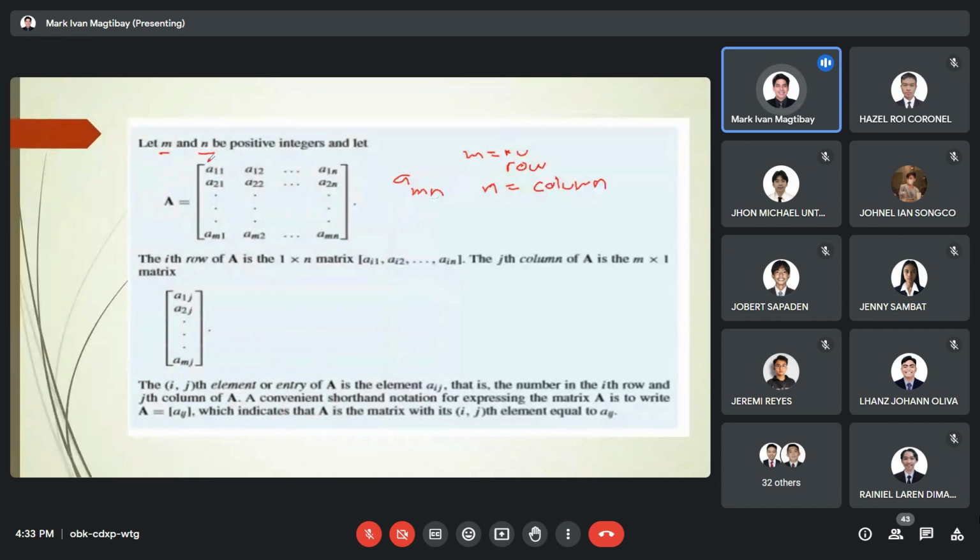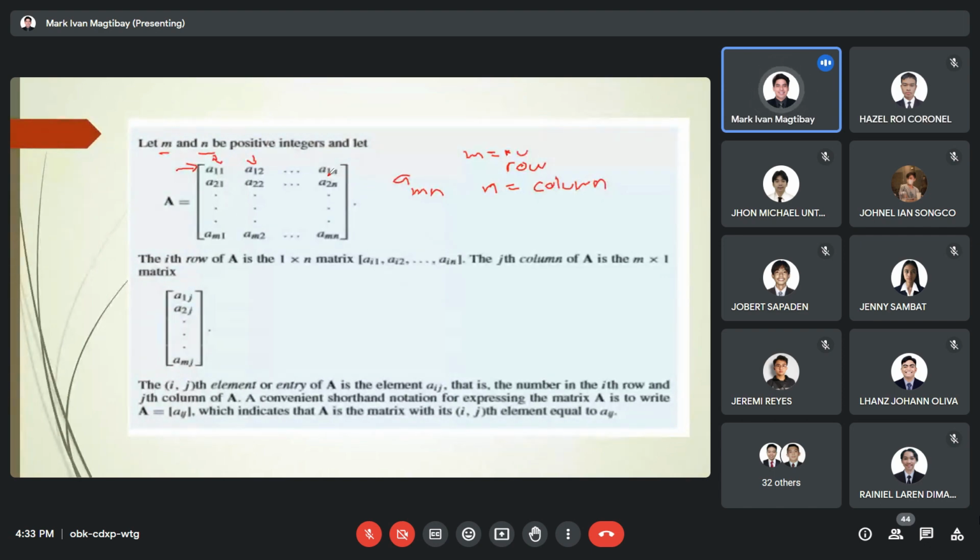Kaya makikita niyo dito, a11, siya po ay nasa first row, siya po ay nasa first column. Okay? Yung a12 po natin, siya po ay nasa first row, siya po ay nasa second column. Up to until value po ng N, which is kung ano pa pong column ang maabot po niya.